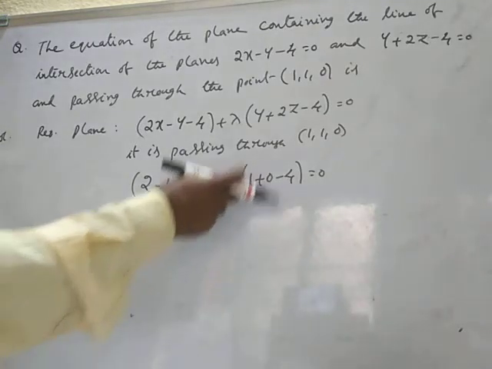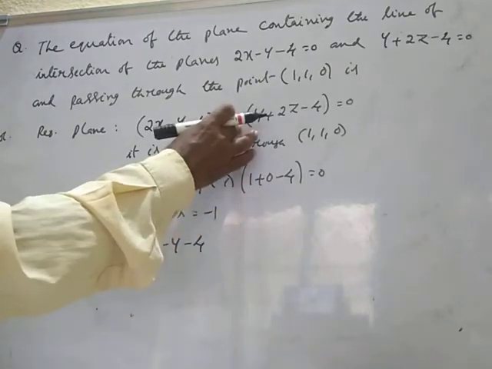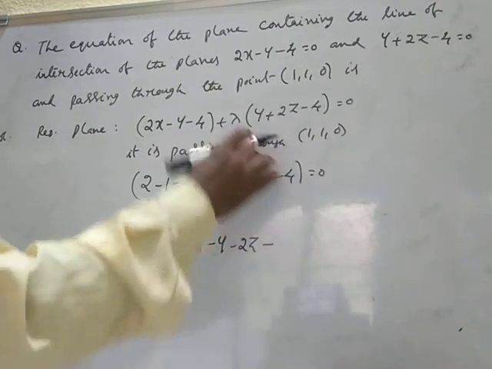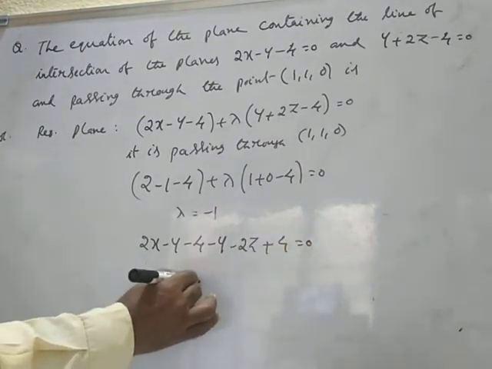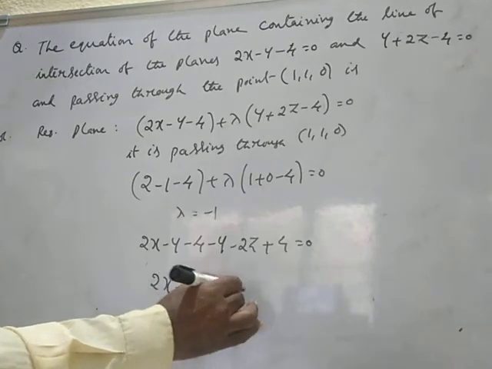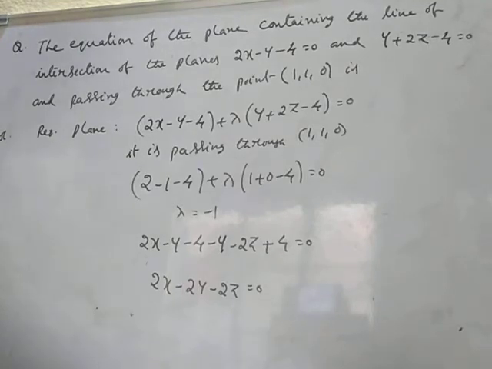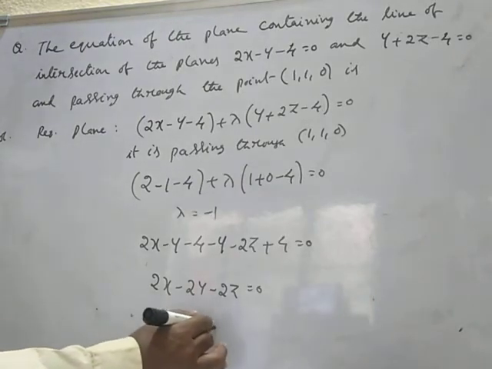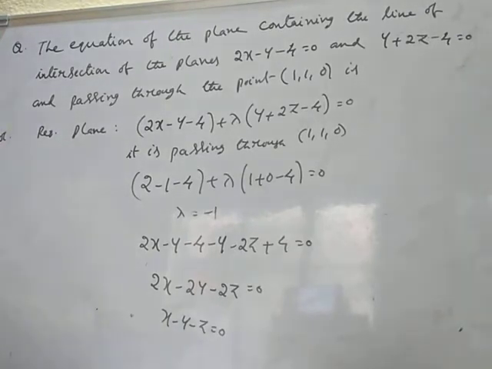Substituting this value of lambda in the equation 2x minus y minus 4 plus minus 1 into y plus 2z minus 4 equal to 0. So 2x minus 2y minus 2z is equal to 0. X minus y minus z is equal to 0 is the equation of the required plane.